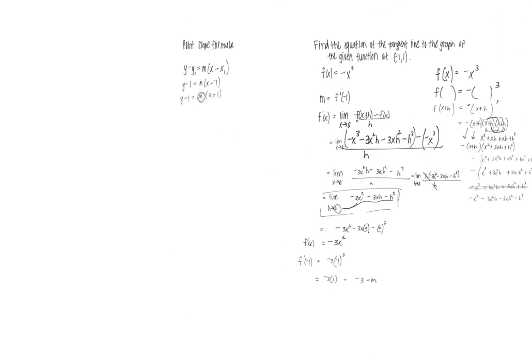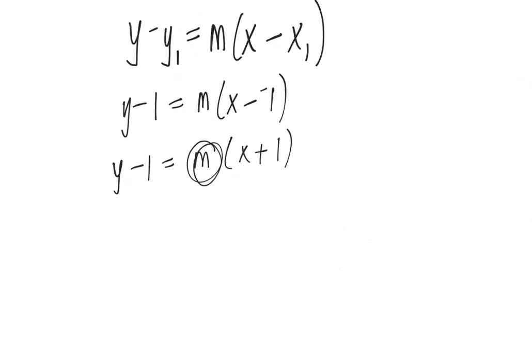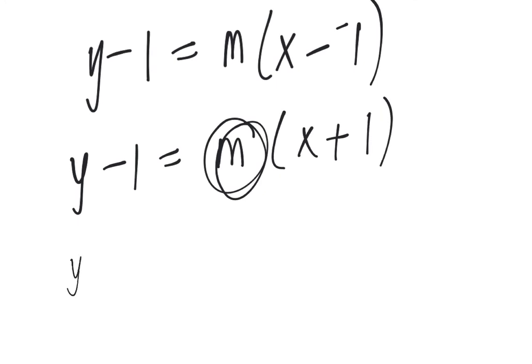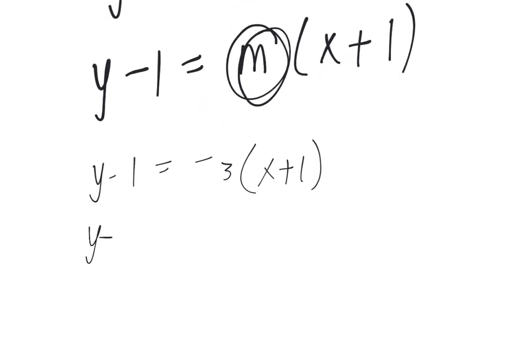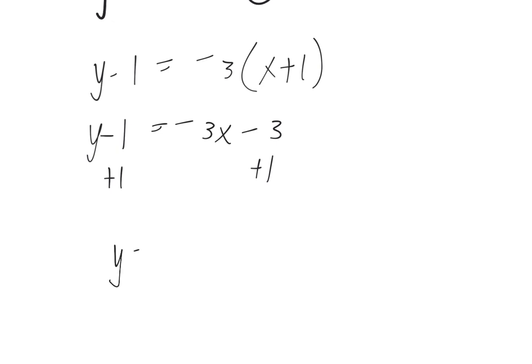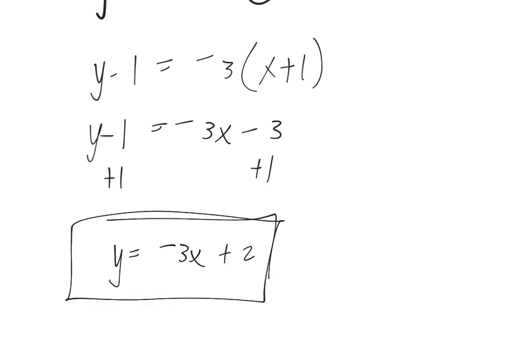So now, I can finally go back to the algebra of this and say y minus 1 equals negative 3 times (x plus 1). Y minus 1 equals negative 3x minus 3, and get y by itself. There is your answer.